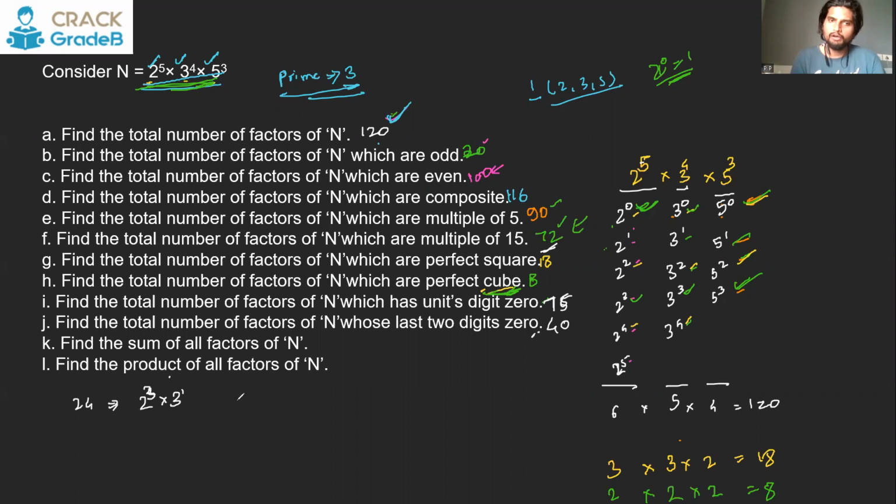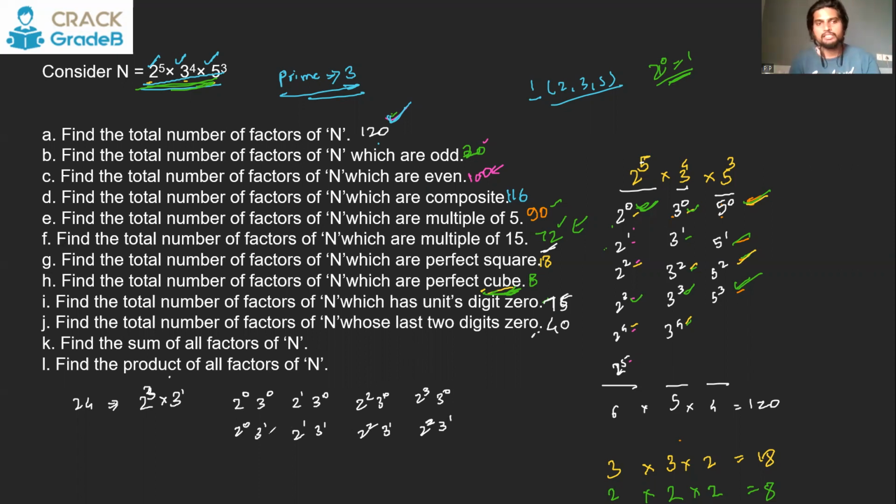And all the factors were of the form: 2 raised to power 0, 3 raised to power 0; 2 raised to power 0, 3 raised to power 1; 2 raised to power 1, 3 raised to power 0; 2 raised to power 1, 3 raised to power 1; and similarly with 2 raised to power 2 and 2 raised to power 3, each with 3 raised to power 0 and 3 raised to power 1. So those were 8 factors.